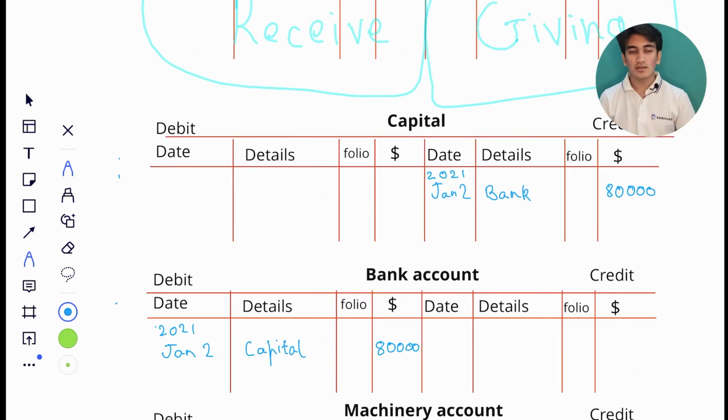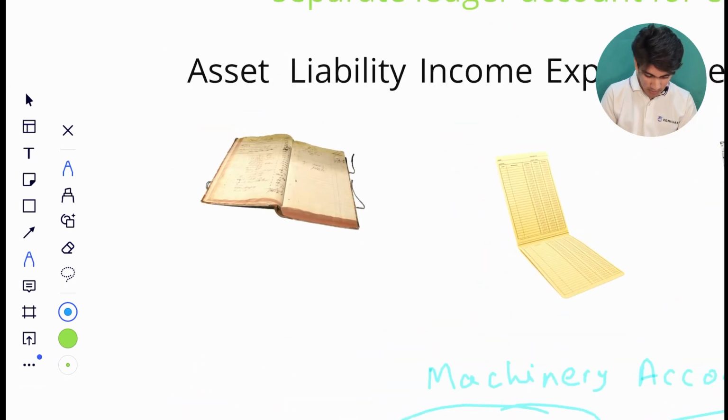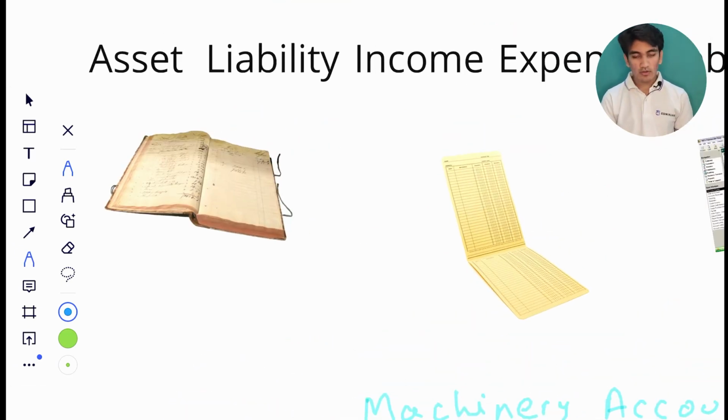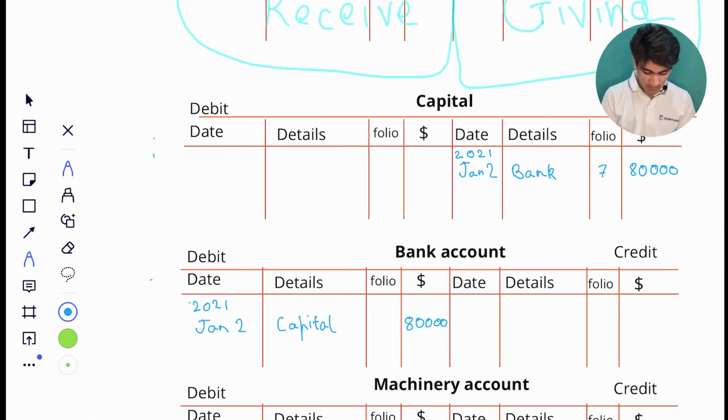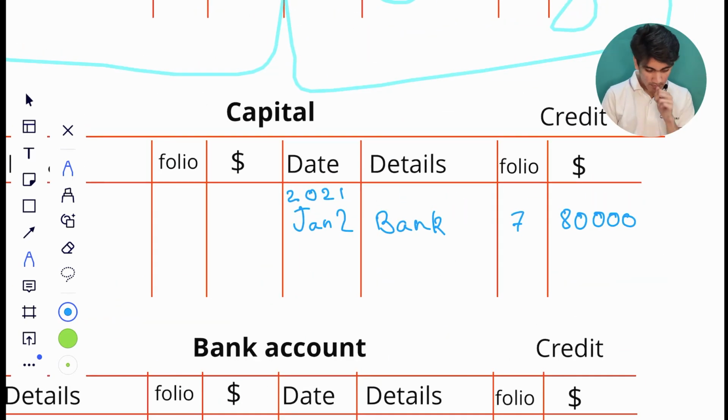Now let's look at what folio is. When we used to have books of accounting, if I have my capital account on the first page and I write over the bank account, you will need to go hunting when you're reading the books, where is the bank account in all these pages. So what we used to do is make a folio column where I would write, for example, my bank account is on the 7th page, then I'll just write folio 7. And if my capital account is on the 2nd page, then in the bank account I'll write folio 2, so that I can look at where's the other part of this transaction.